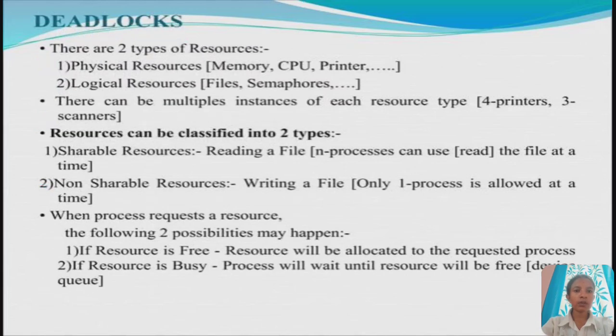Deadlock. There are two types of resources: physical resources, that is memory, CPU, printer; and logical resources, files, semaphores. There can be multiple instances of each resource type: 4 printers, 3 scanners. Resources can be classified into two types: shareable resource, for example reading a file, where n processes can read the file at a time; and non-shareable resource, for example writing a file, where only one process is allowed at a time.